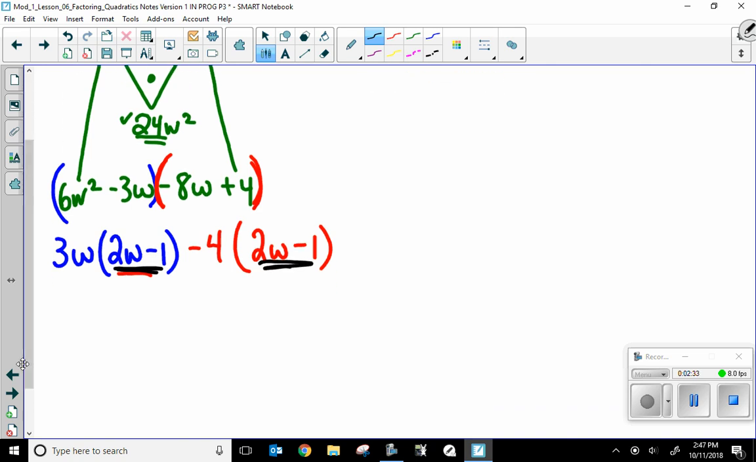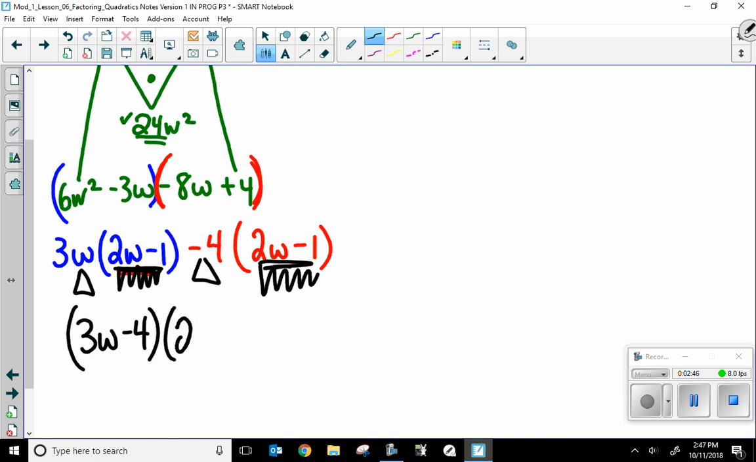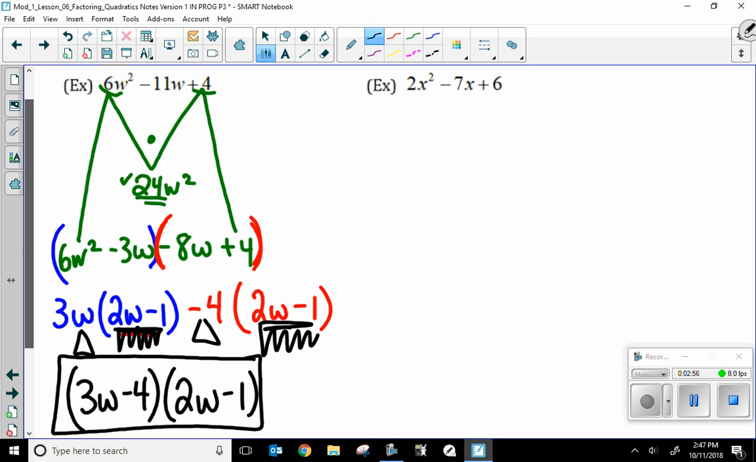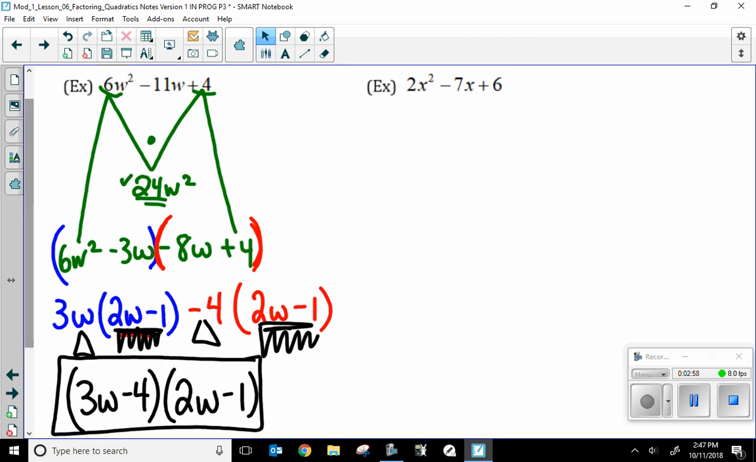So my last step is I take my 3w minus 4, put that in one parenthesis. Then I take my 2w minus 1 and put that into another parenthesis. Now, I could have done slip and slide, and I would have gotten the same answer. So let's take a look at this second one, okay? I can do slip and slide or the M method and still get the answer.